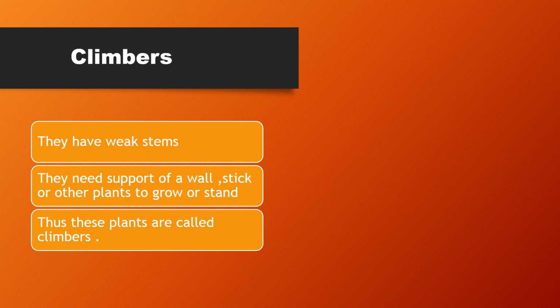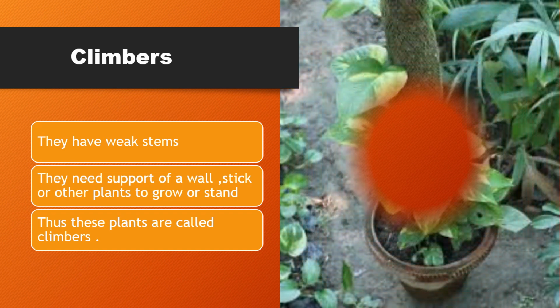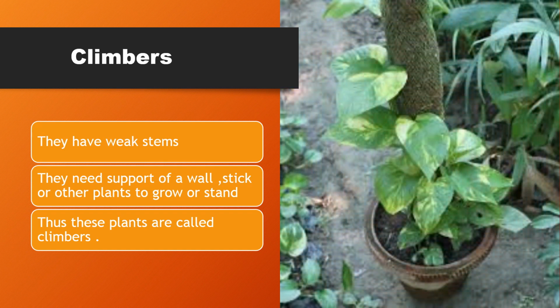Children, next type of plants are climbers. Climbers means they climb. Why? Because they have a weak stem, and because they have a weak stem, to climb, what do they need? They need the support of a wall or stick. Clear children? These plants are called climbers because they cannot grow straight. They always need a support.